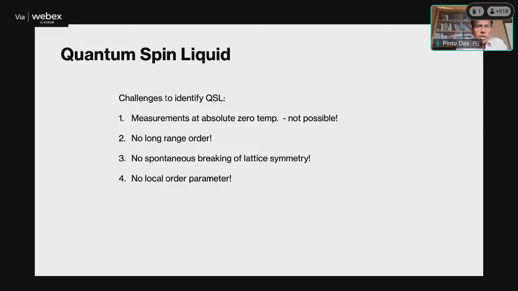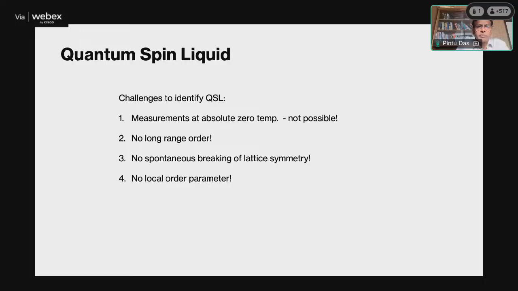As we discussed, a quantum spin liquid by definition means that we want to look at the fluctuating spin liquid behavior at zero temperature, 0 Kelvin, and ideally it would require the measurements to be done at absolute zero temperature, which is of course not possible. Because there is no long-range order, there is no spontaneous breaking of lattice symmetry, which you understand now, and there is also no local order parameter, so it is extremely challenging to directly define a particular signature in a system.